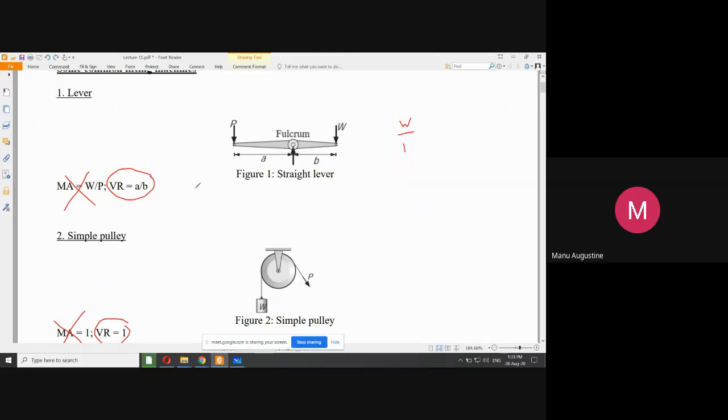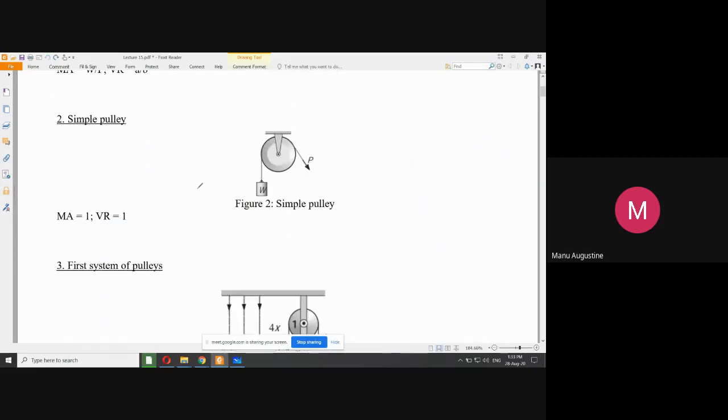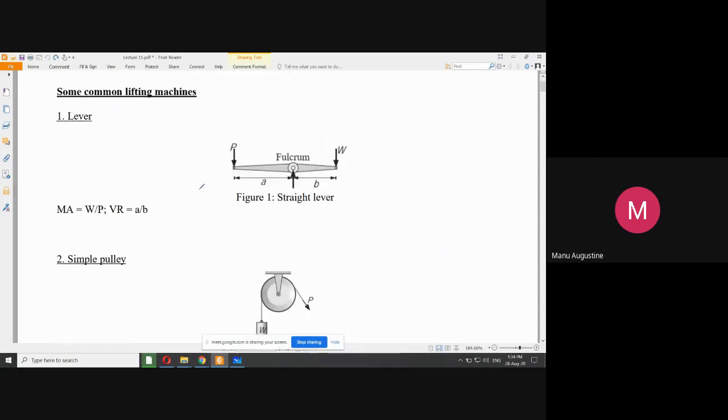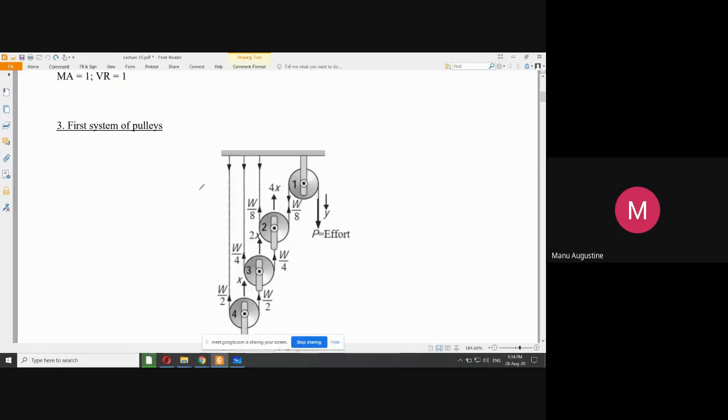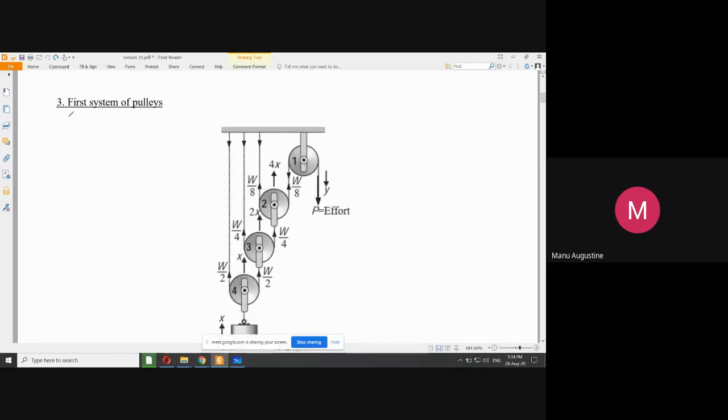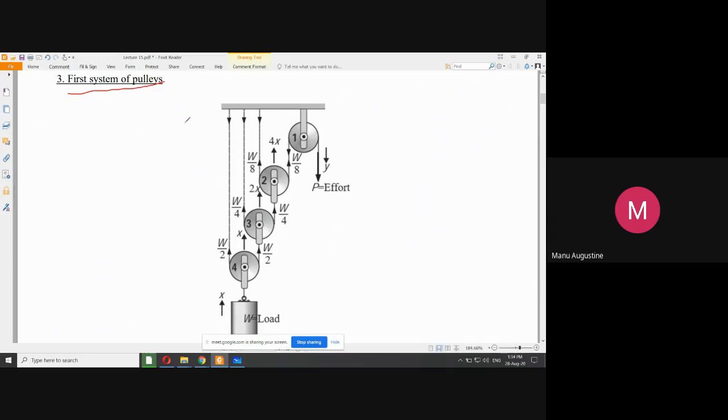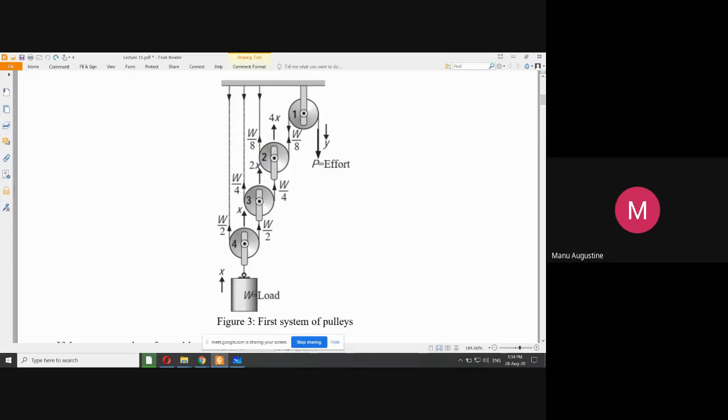So anyway, in this instant, we have covered lever and simple pulley. Now we move on to the first system of pulleys. Now this is where the pulleys start to give you an actual mechanical advantage, even if there is friction present. So let us see how a combination of pulleys can be intelligently used to extract some additional benefit.